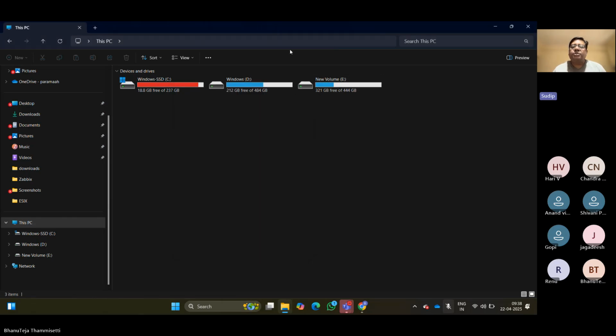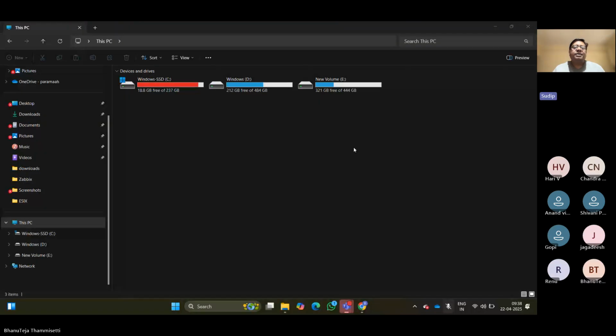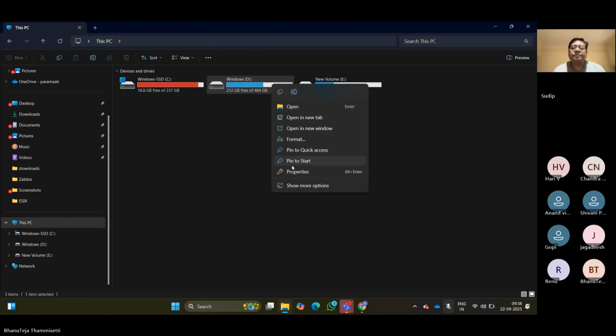Okay, some words of caution. Wait, Bhanu, some words of caution. Can you please share your screen again? Sorry, because I told you that certain actions will delete the data. So what are those actions? Let me just tell you so that you don't do this. Right click again and go to properties of any of those disk drives.